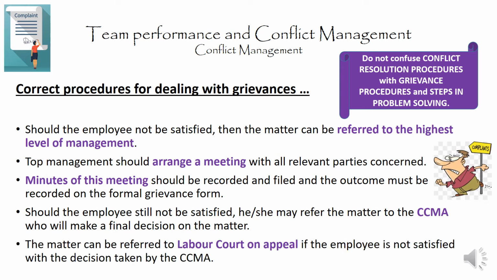Then the matter can be referred to the Labour Court of Appeal if the employee is not satisfied with the decision taken by the CCMA. So once again, if the CCMA tells me, you're imagining these things, there's no sexual harassment, shut up and do your work, and I still feel that I have not been heard, I can go to the Labour Court and then appeal the CCMA's decision. And obviously, if the Labour Court still says, shut up and do your work, I need to do that. Okay? You cannot go higher than the Labour Court of Appeal.